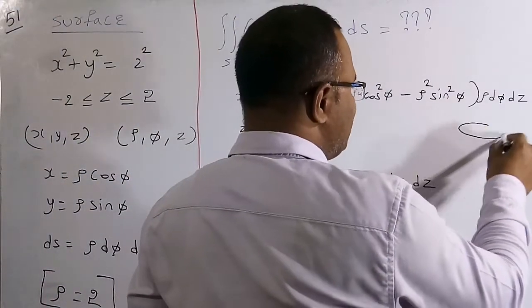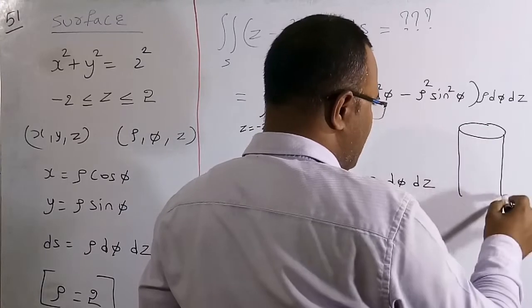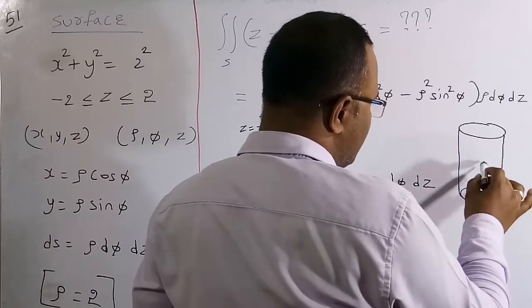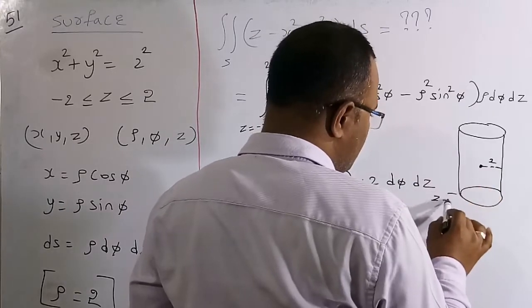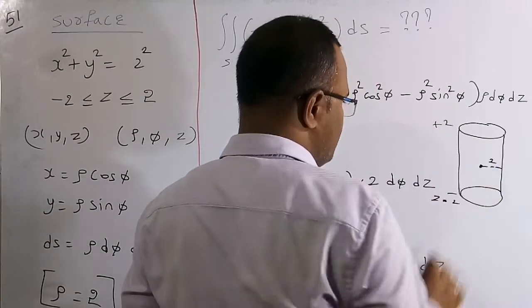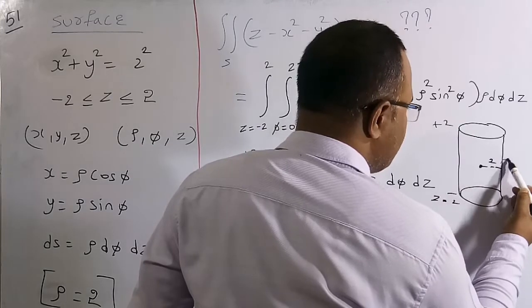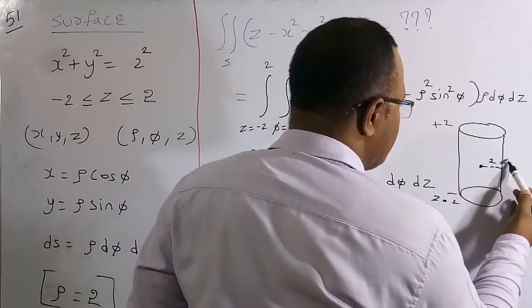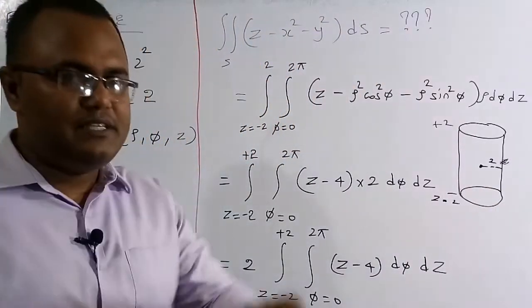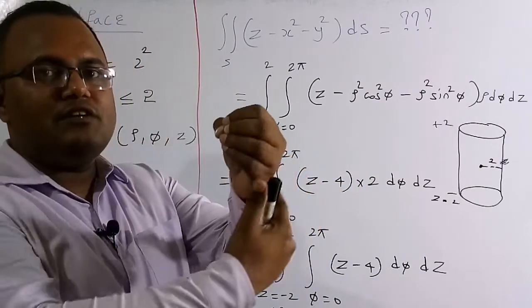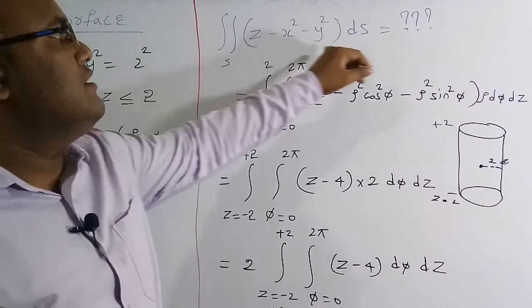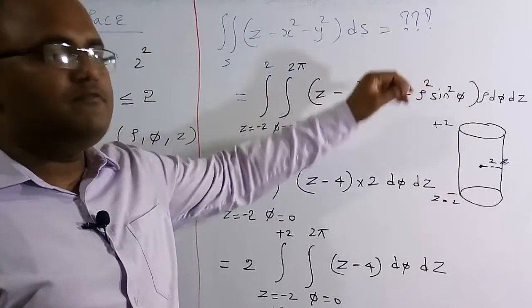So this is the cylinder we are going to get, with a radius of 2 and the value of z from -2 to +2. Then on the surface we have to find the value of this integral. We have to do the surface integral of this function across the surface.